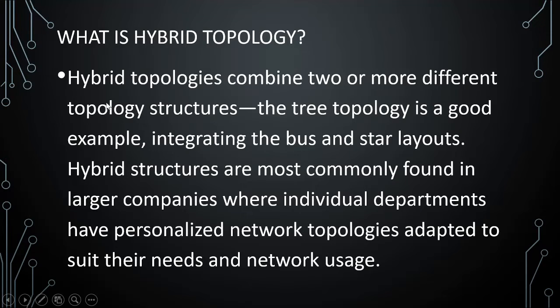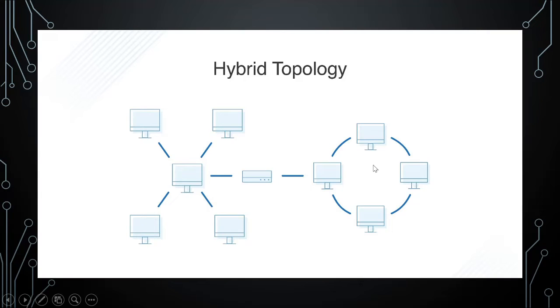So what is hybrid topology? Hybrid topologies combine two or more different topology structures. So the tree topology is a good example, integrating the bus and star layouts. Hybrid structures are most commonly found in larger companies where individual departments have personalized network topologies adapted to suit their needs and network usage. So these are the samples of our hybrid topologies.